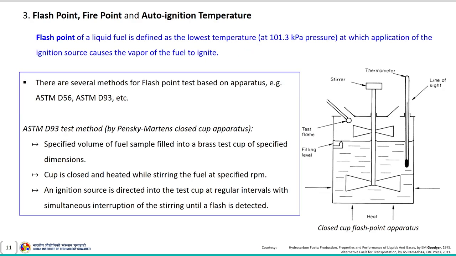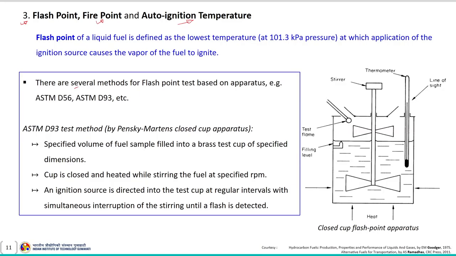And next in the list is the flash point, fire point, and the ignition temperature. Flash point of a liquid fuel is defined as the lowest temperature at which the application of an ignition source causes the vapor of fuel to ignite. There are several methods used for the flash point test based on the apparatus, and these include the ASTM D56 method and the ASTM D93 method. The ASTM D93 test method by Pensky-Martens closed cup apparatus is shown here in the schematic.